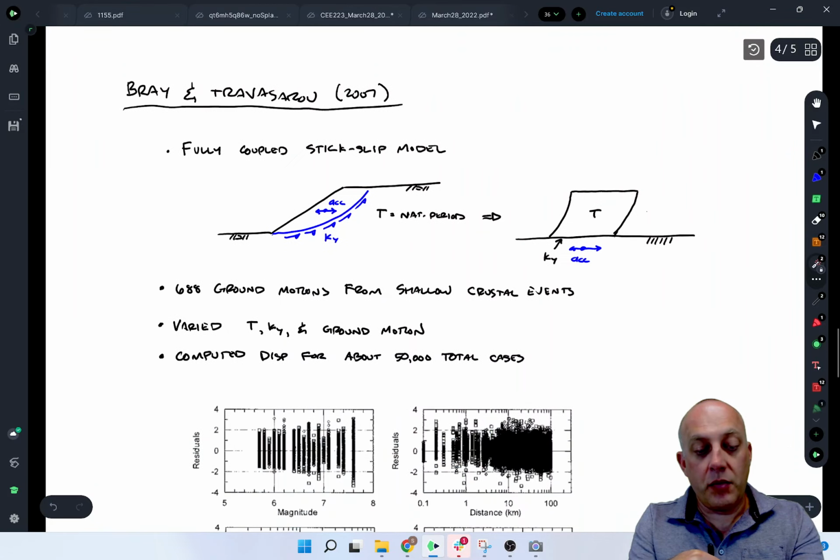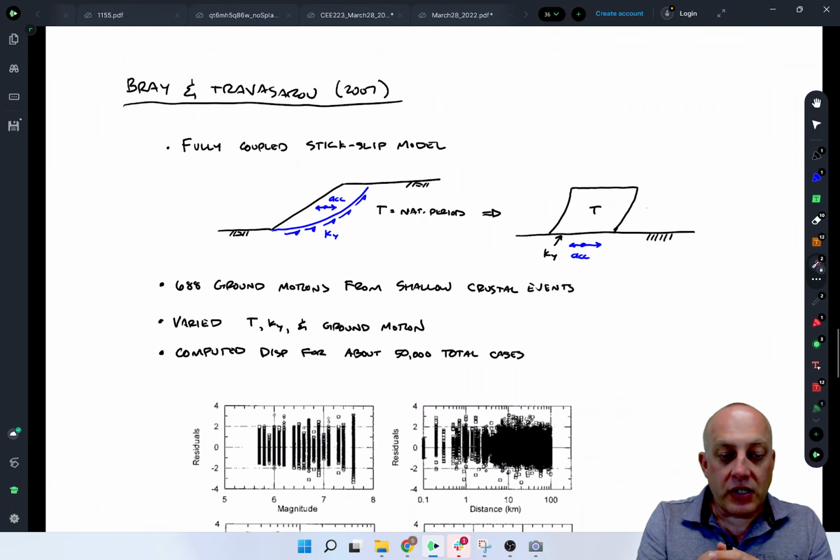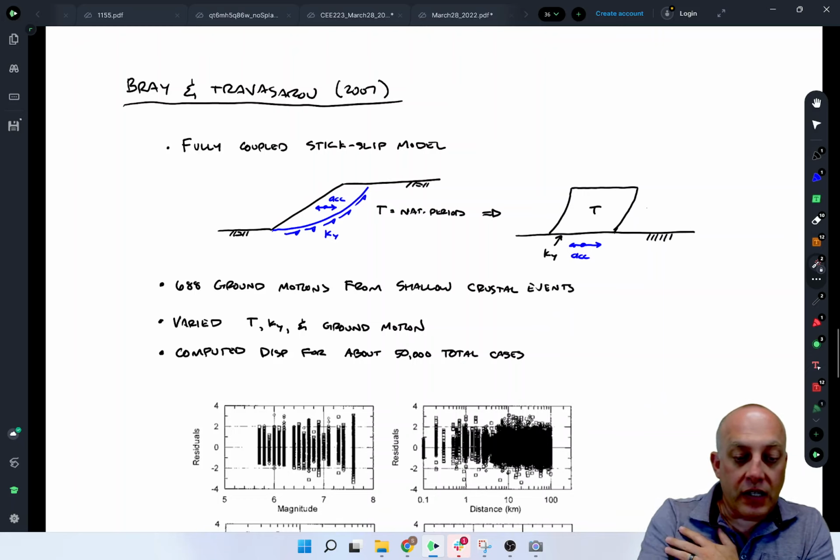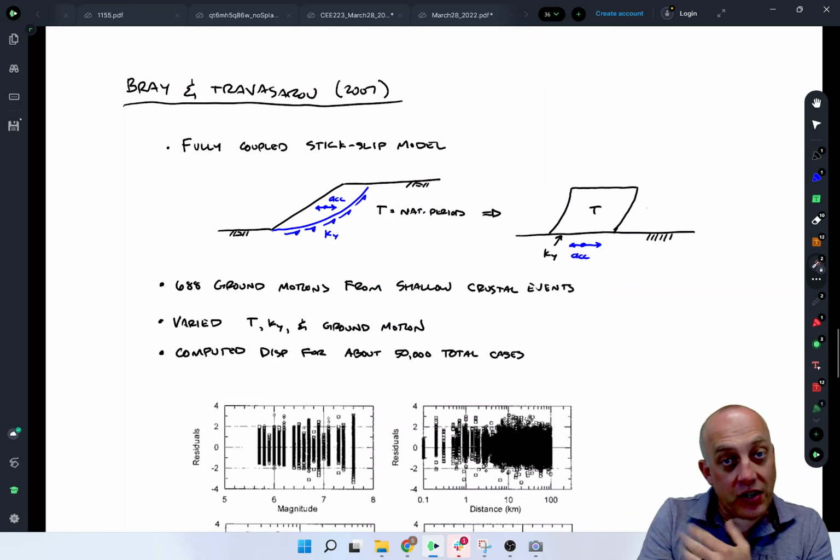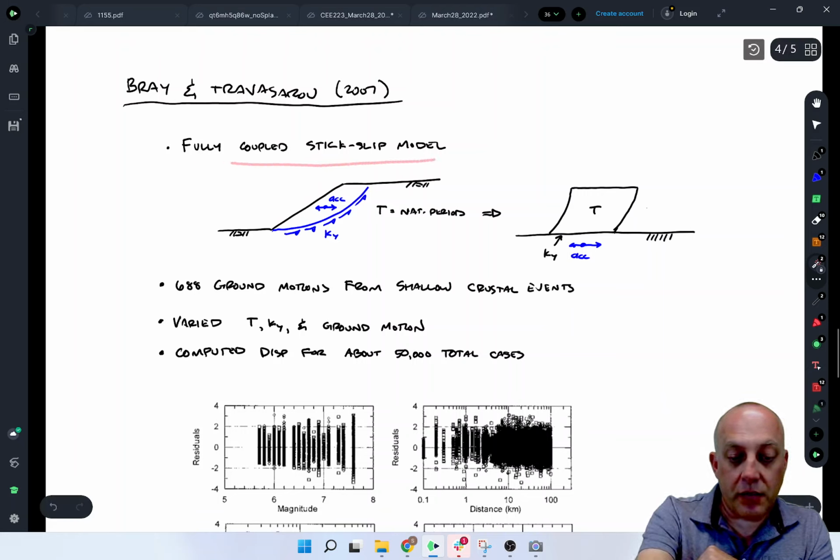All right, then there's been more recent work done. So Bray and Travasarou, 2007, and there's even a family of methods that are newer than this. They did a little bit more sophisticated analysis with a much larger number of ground motions. So they have a fully coupled stick-slip model.